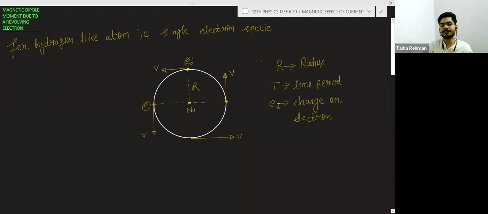Time period. What is the time period? Time period means the time taken by the electron to complete one circle. The electron moves from here to here, like this, and finally the electron is here. So in this motion, the time taken by the electron is T, and e is the charge on the electron.